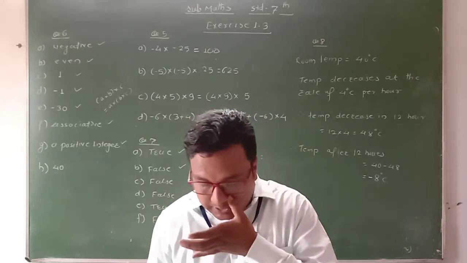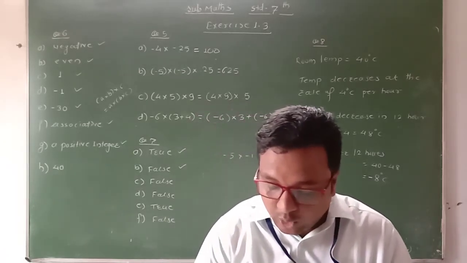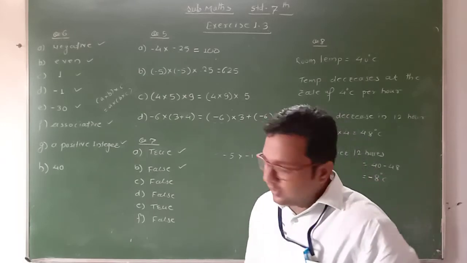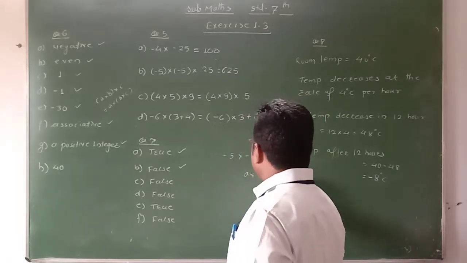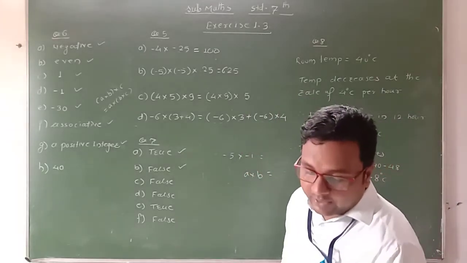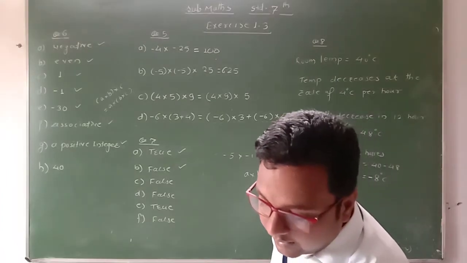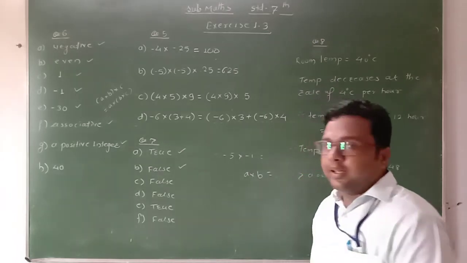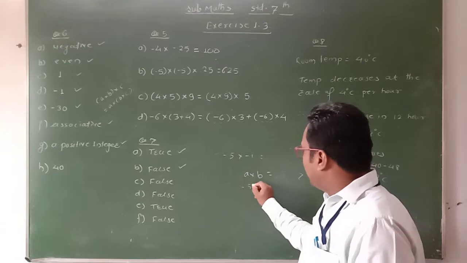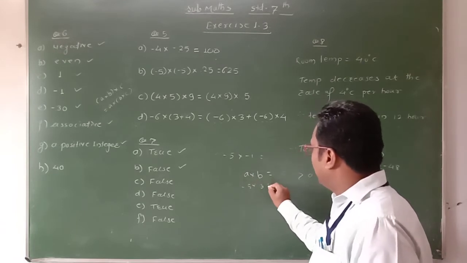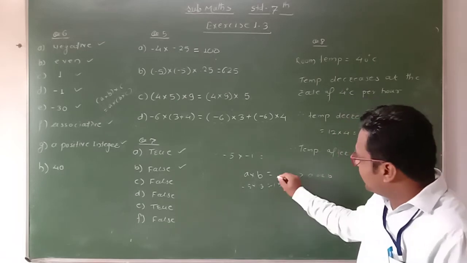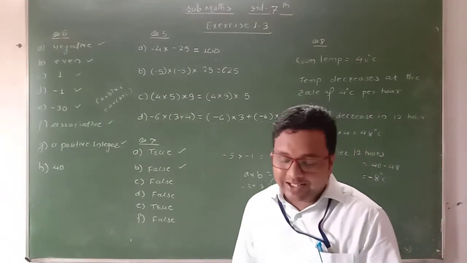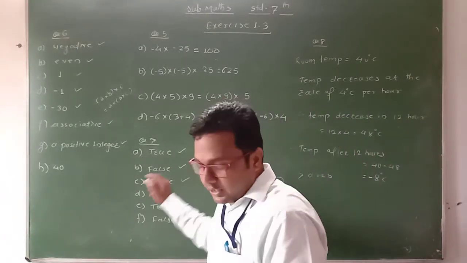Now see the next statement. For all non-zero integers a and b, a into b is always greater than either a or b. Their product is greater than a or b. But if one is negative, take 5 into minus 3, then we get minus 15, and this product is not greater than minus 3 and 5. This means the statement is not correct, therefore the statement is false.